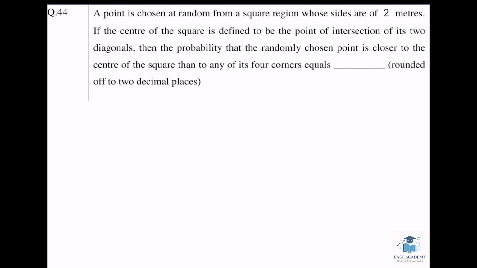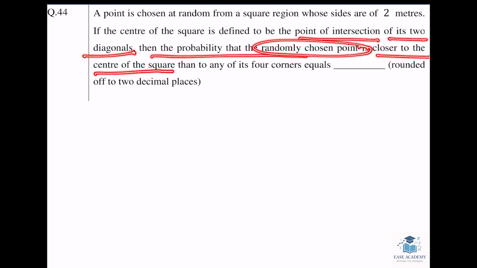Next is question number 44 of the series IIT JAM 2026 Mathematical Statistics PYQ Solution. The question is: a point is chosen at random from a square region whose sides are 2 meter, and the center of the square is defined as the point of intersection of its two diagonals. Find the probability that the randomly chosen point is closer to the center of the square than to any of its four corners.